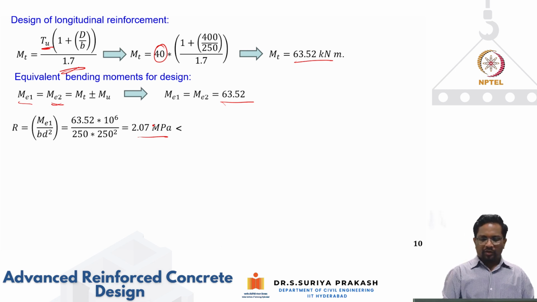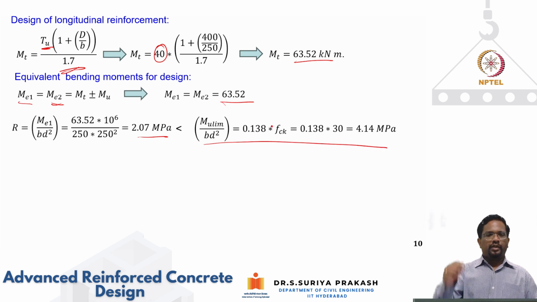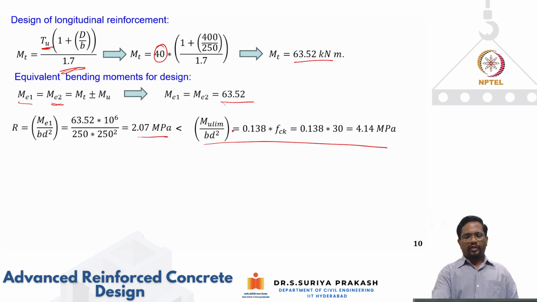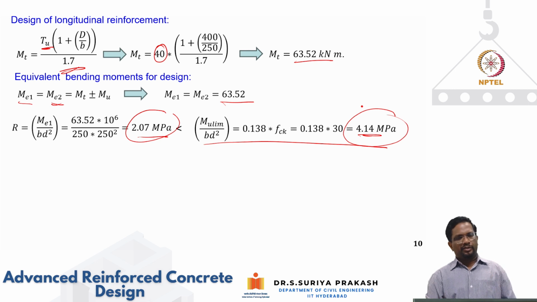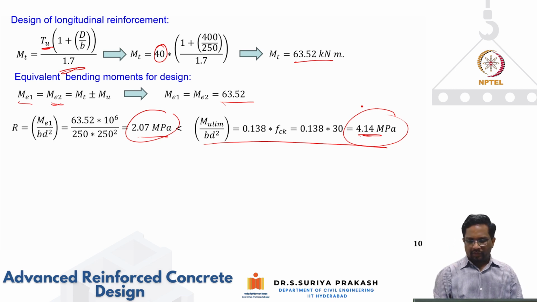For that, what is the flexural reinforcement? Again, we have to check the limiting moment capacity, and you go back to your flexural modules and find out for Fe415 grade, MU limit by BD square is 0.138 FCK, and that works out to be 4.14. So this demand is less than this, so it is okay. So the sectional dimensions, whatever we have provided, is okay.